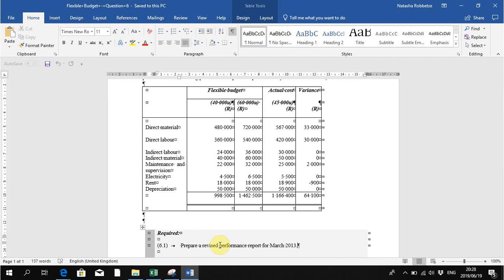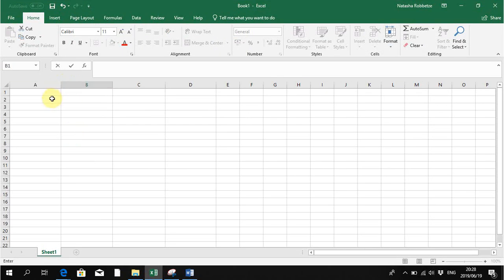The most important thing about flexed budgets is to realize that we have different types of costs. We have a variable cost, we have a fixed cost, and we have a mixed cost. So I'm just going to open my Excel spreadsheet and use it as an explanatory tool.